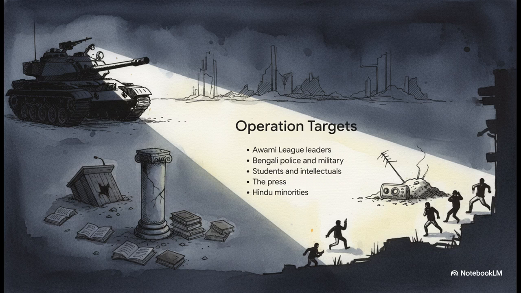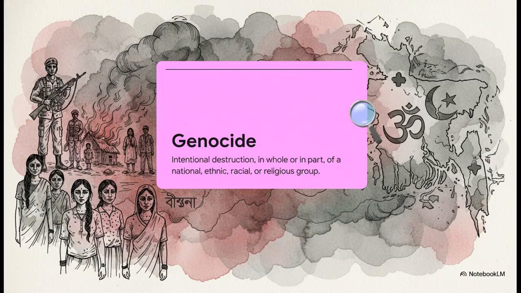And they didn't just target armed resistance. They went after Awami League leaders, students, intellectuals, the press, and Hindu minorities. Now, this is a heavy but absolutely crucial part of our lesson today. The violence that followed Operation Searchlight is widely classified by scholars as genocide.